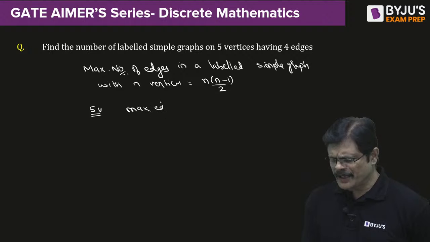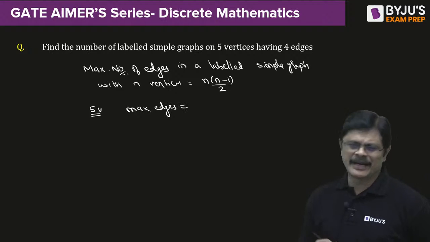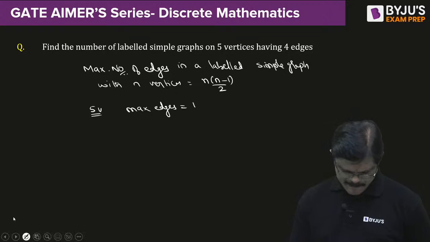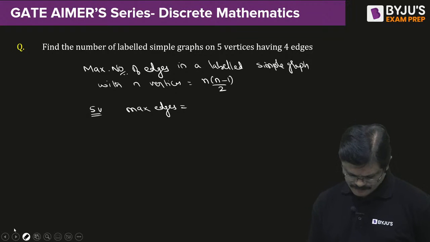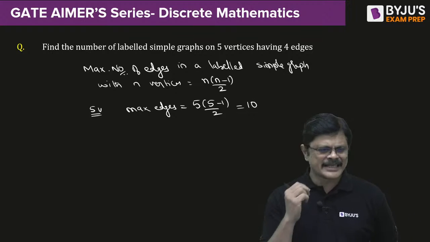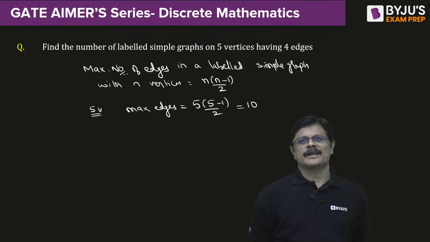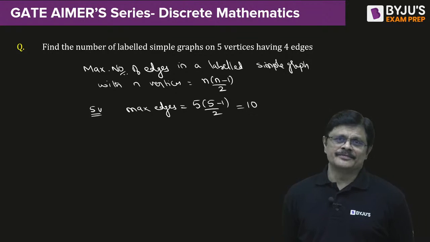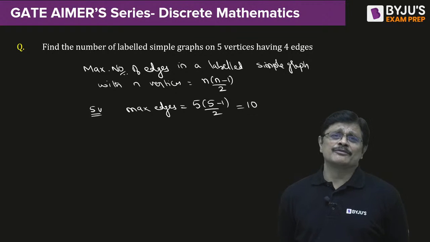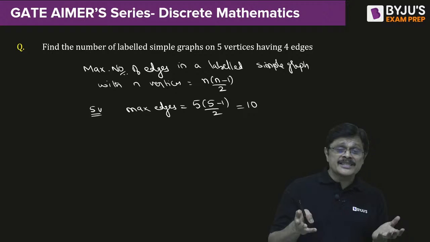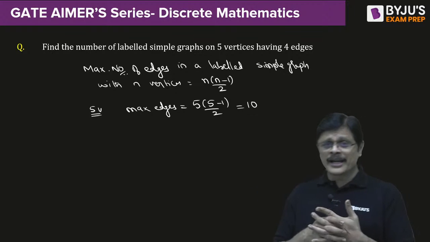what would be the maximum edges? The maximum edges would be 5 into 5 minus 1 by 2. That is 10, the maximum number of edges. So the maximum possible edges would be 10. You can select 0 edges, that also creates a simple graph. 1 edge, that also creates a simple graph.